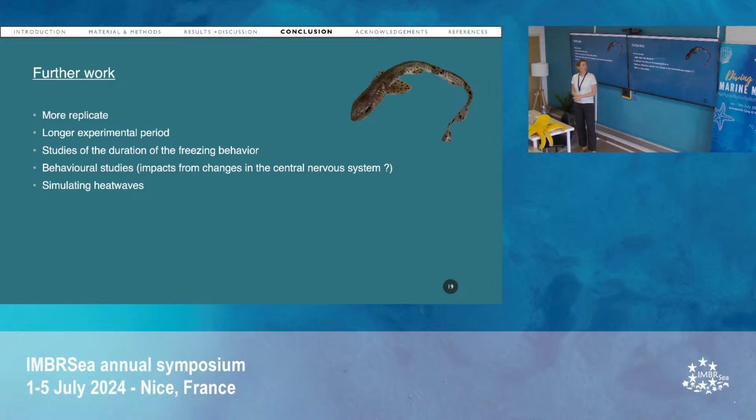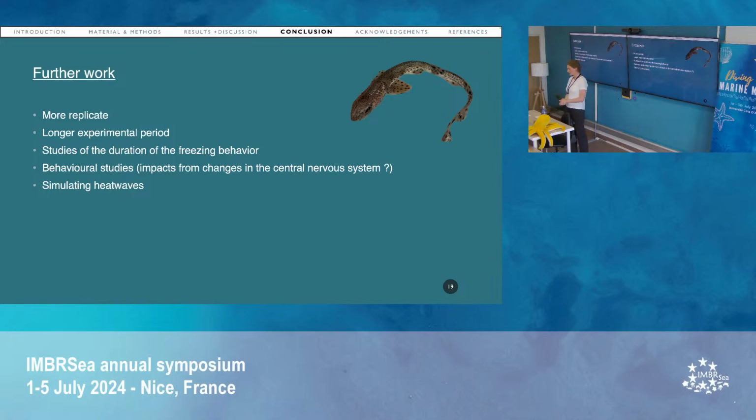Also, maybe adding a study of the freezing behavior and the duration of the freezing behavior, like other studies did, but we didn't. That could be interesting. And also see if there is an impact of the change in the central nervous system. So if the decrease of neurons in the cerebellum has an impact on the animals when they hatch, doing, for example, behavioral studies, because, as I said, for other animals like teleosts and mammals, the cerebellum is involved in a lot of different parts of their behavior and learning and coordination.